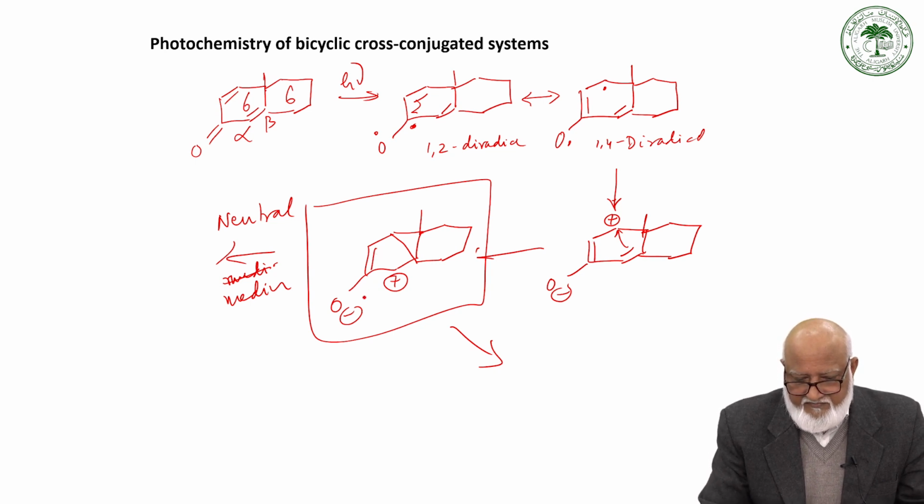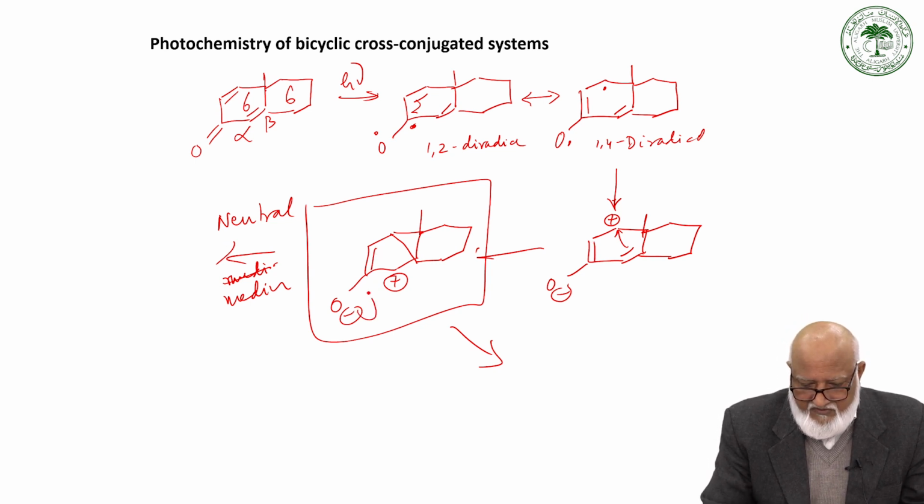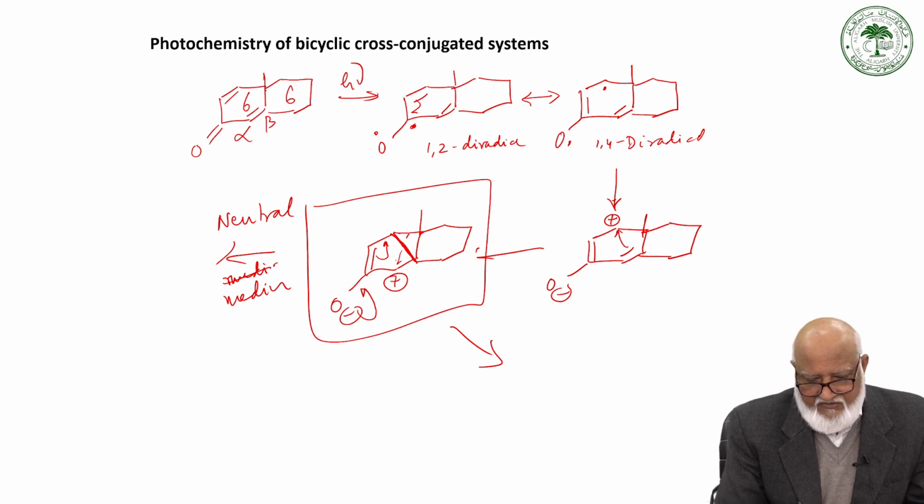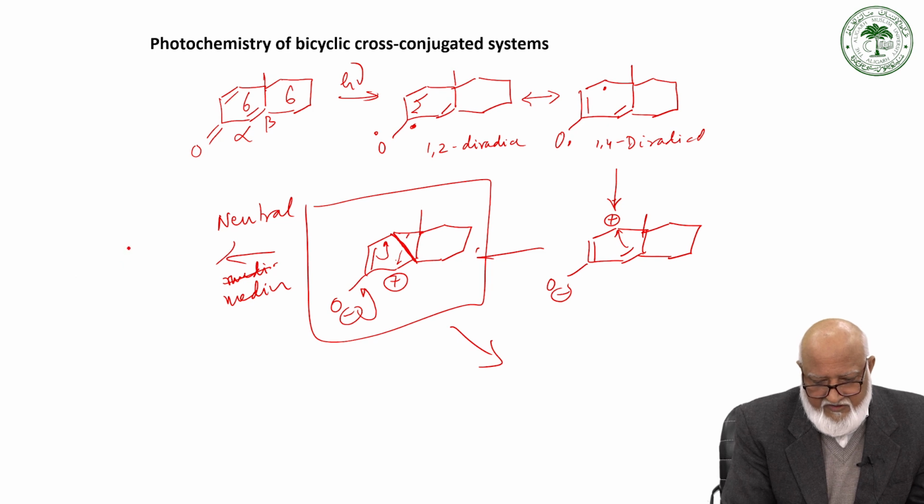Now under neutral medium, this O minus is converted into a carbonyl. This goes here, and then this is the newly formed bond. If we break this, we go back to the starting material. So in order to get the product, this bond gets cleaved, and then this is cleaved, and then a bond gets formed here. So under neutral medium, we get a product like this.